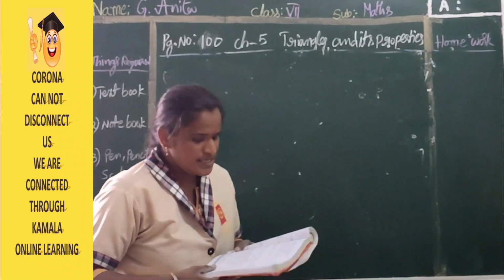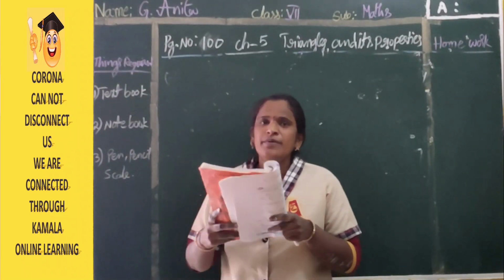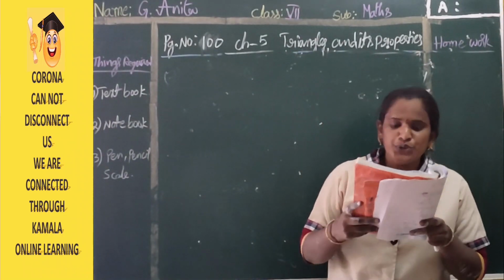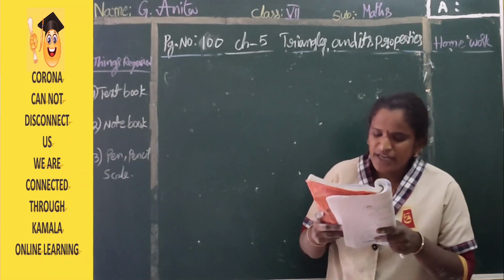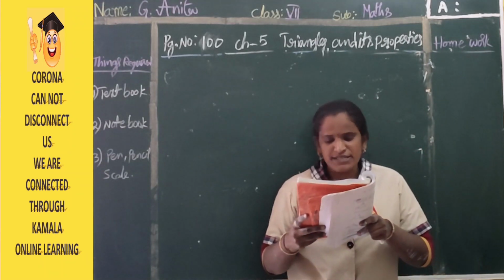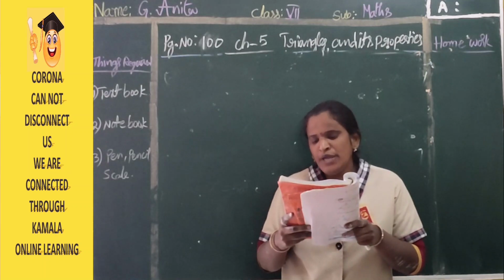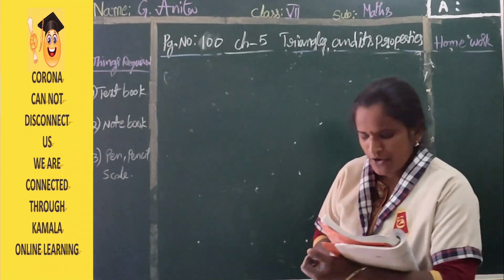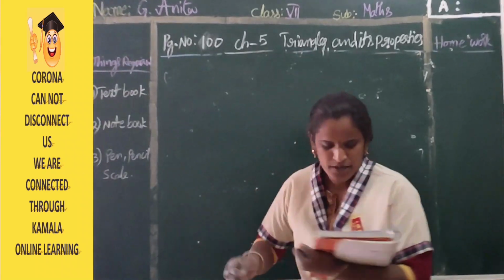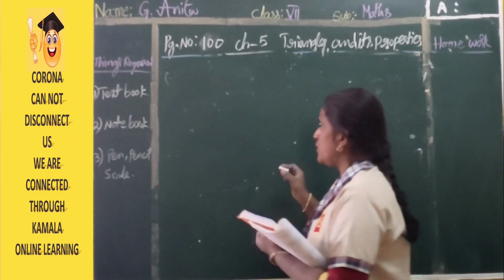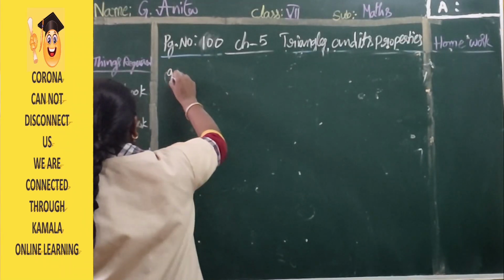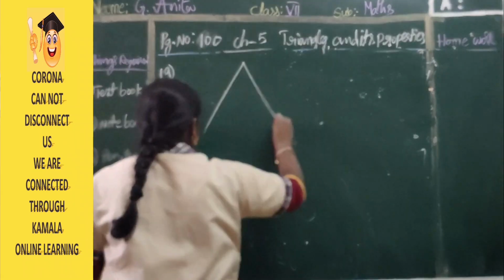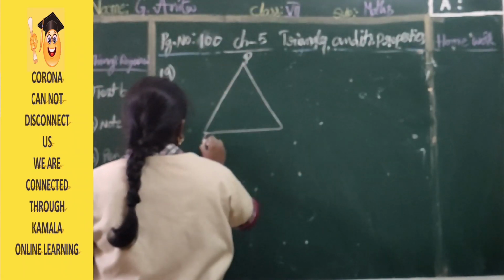The 9th problem is: in triangle PQR, angle P is equal to 2 angle Q, and 2 angle R is equal to 3 angle Q. Calculate the angles of triangle PQR. You have to draw the triangle PQR. So 9th problem, triangle PQR.